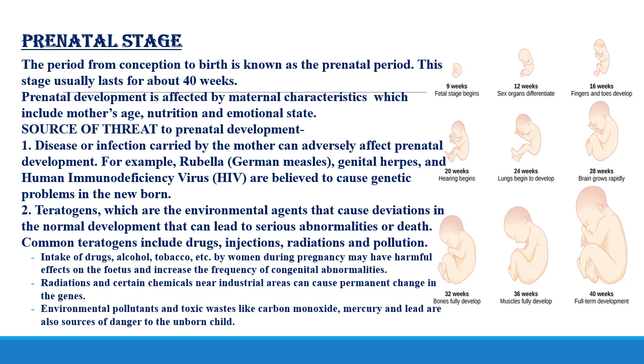And also environmental pollutants and toxic waste like carbon monoxide, mercury and lead are also sources of danger to the unborn child. Alright, diseases like if the mother has diabetes, maybe it will also get transmitted to the child in the fetus itself. So these are some of the reasons why we say that the mother should take total precaution. So during this prenatal stage, these are certain kinds of threats.